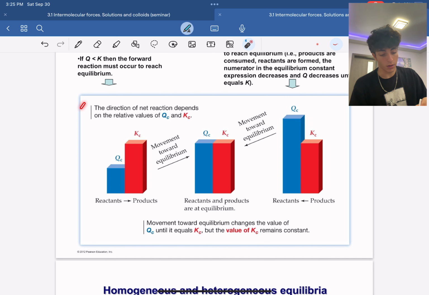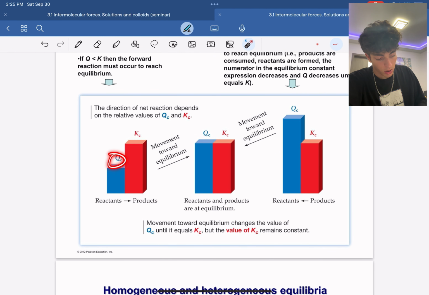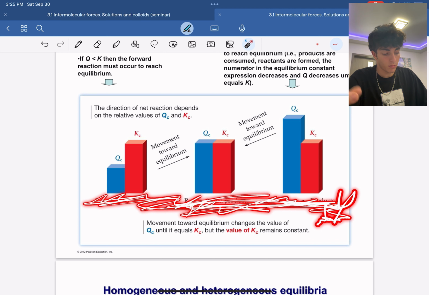Something that might mess you guys up when you're looking at this diagram is don't look at these. These are like the answers to the questions. Imagine this is just the Q value, this is the K value, this is Q value, this is K value. I want you to not look at these. I'm going to hold my pen here so you can't see it. As practice, tell yourself, if they were to give me this as a bar graph, with two bars showing me that Q is smaller than K, what does that mean? How does it get to equilibrium? Are we in favor of the forward reaction or the reverse reaction?